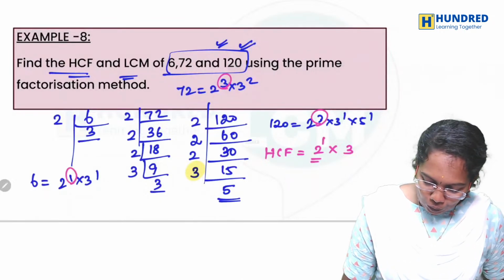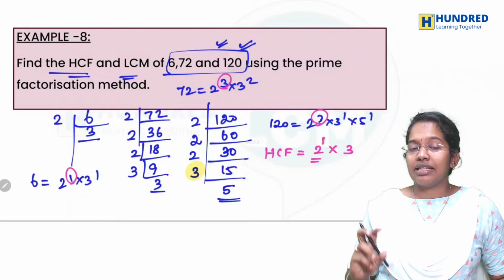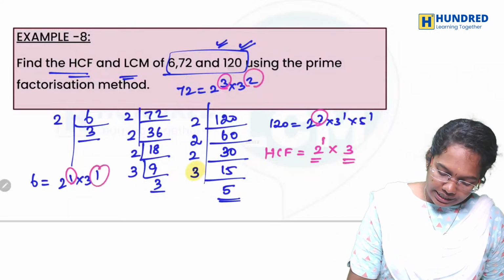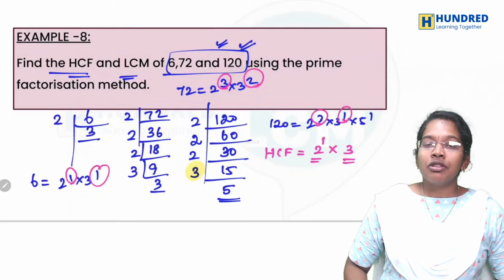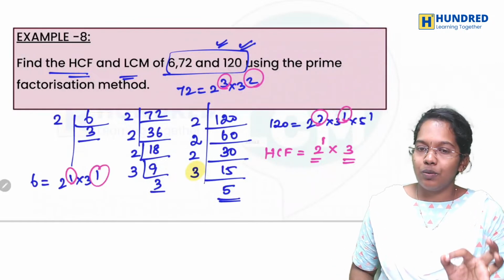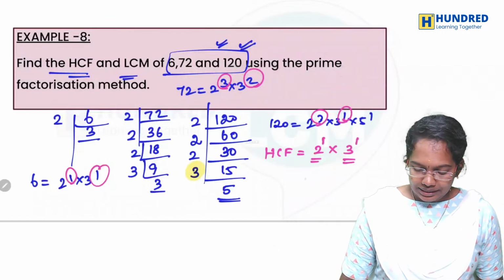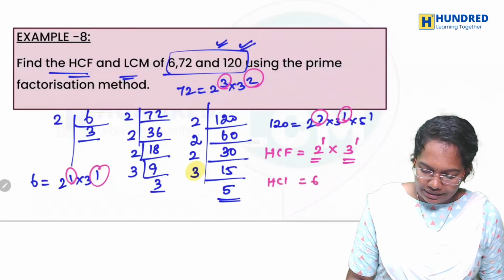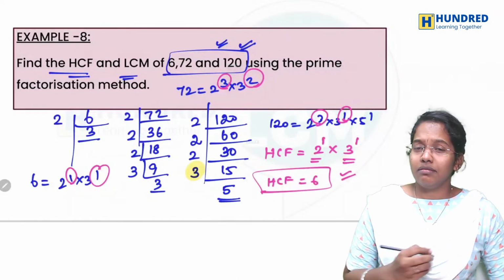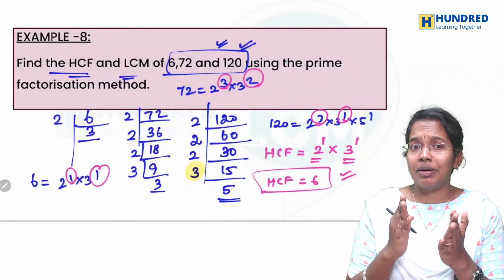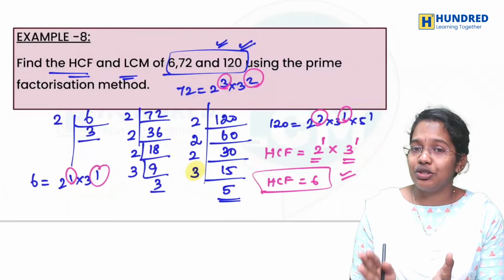So here 2 power 1 will be the first thing. Next let's go for 3. Here it is 3 power 1, here it is 3 square, here it is 3 power 1. Which is the least power here? It is 1. So you are again going with 3 power 1. So 2 into 3, which is simply 6, is the HCF of these three numbers. We are just finding the HCF by using the prime factorization method.